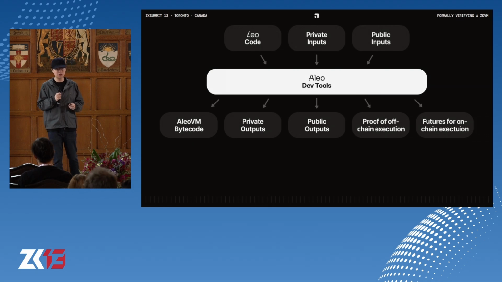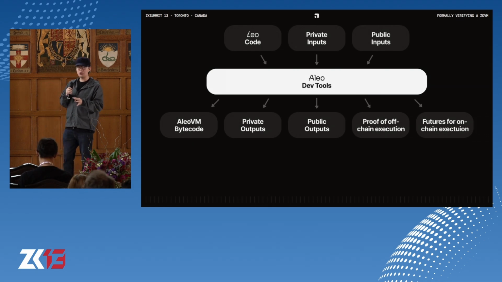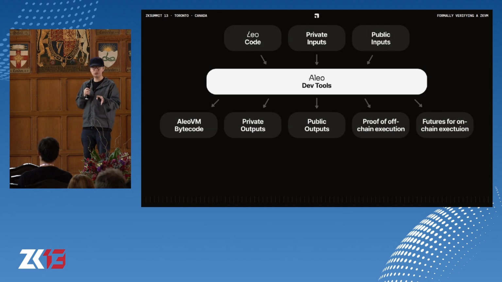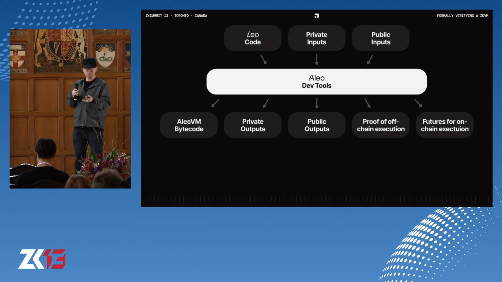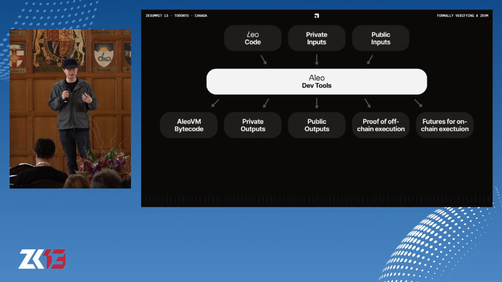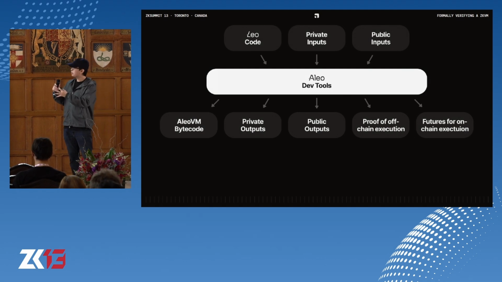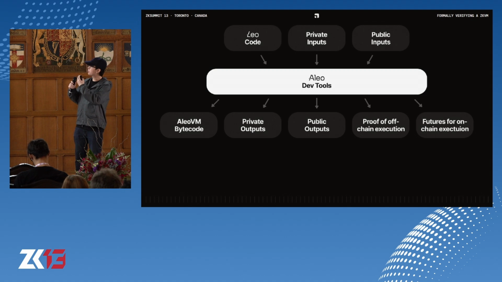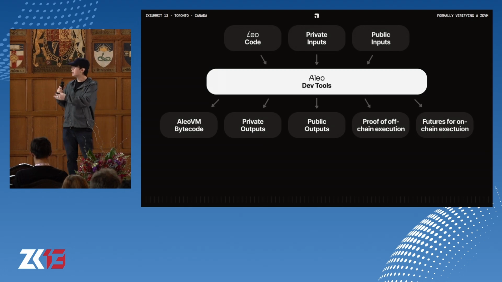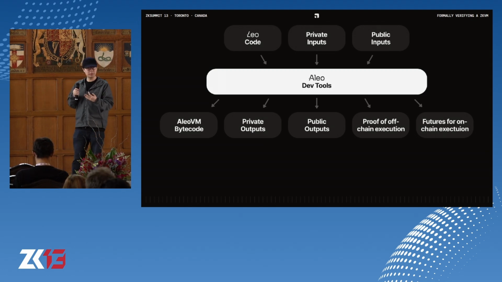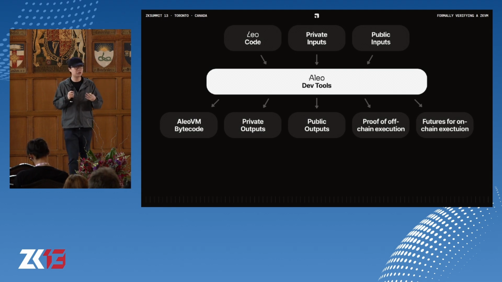And so to give you a sense of all the parts where things could go wrong, this is an illustration of the actual dev flow, of the actual user flow from top to bottom. User comes, provides some Leo code. Alongside it, they provide some public and some private inputs. That then gets operated on and run via dev tools. Specifically, the program is compiled into AVM bytecode, and you get out these public and private outputs, and you get out this zero-knowledge proof, this proof of an off-chain execution. You've run your smart contract code off-chain.